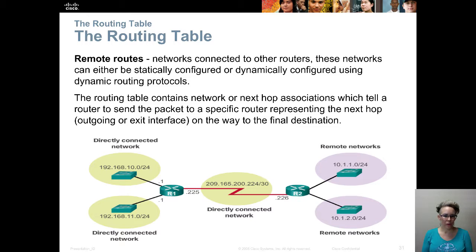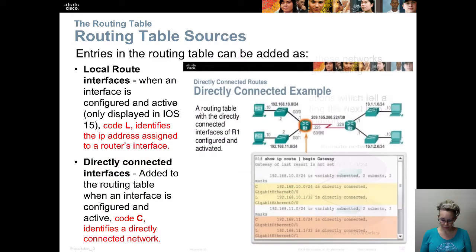Remote routes. So these are networks that are connected to other routers. These can be statically configured, something that you manually enter, or dynamically learned with RIP, EIGRP, or OSPF. So in this example, which we've looked at before, R1 will have 5 different entries in its routing table, 3 directly connected networks and 2 remote networks.